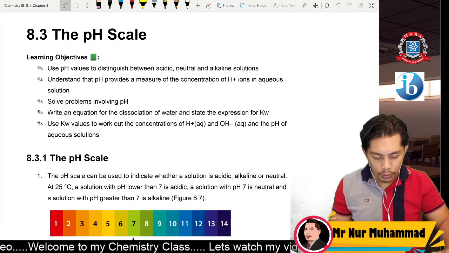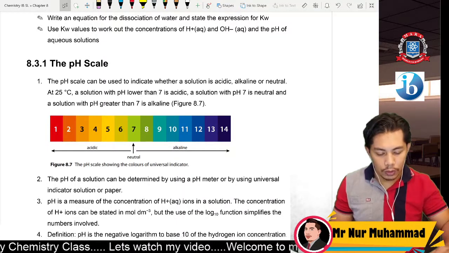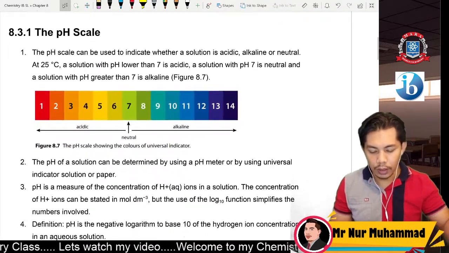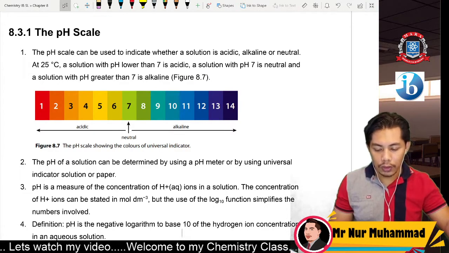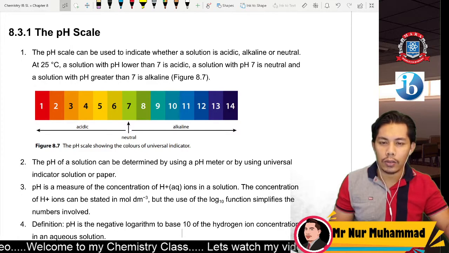Now let's go to 8.3.1, the pH value. So what is the pH? The pH scale can be used to indicate whether a solution is acidic, alkaline, or neutral.